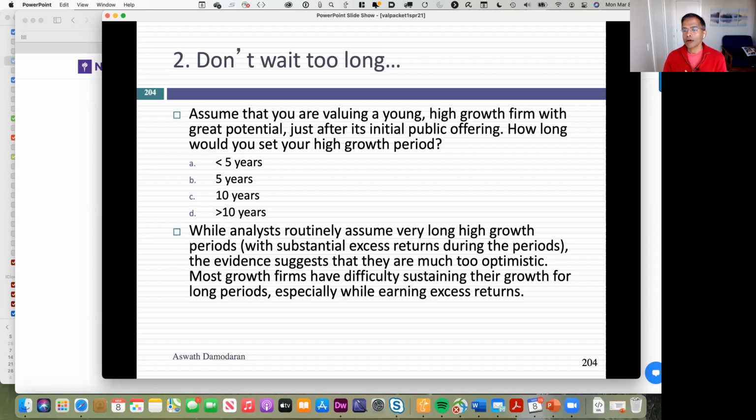So don't wait too long. Don't put in 50-year growth periods or 20-year growth periods, because it's not that companies cannot grow for that long, but if you've built that into your base case valuation and you pay that price, how the heck do you get any upside on this investment?